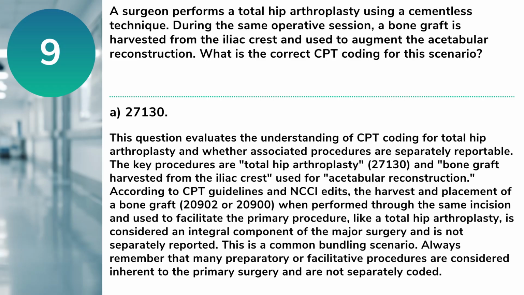acetabular reconstruction. According to CPT guidelines and NCCI edits, the harvest and placement of a bone graft, 20902 or 20900, when performed through the same incision and used to facilitate the primary procedure, like a total hip arthroplasty, is considered an integral component of the major surgery and is not separately reported. This is a common bundling scenario. Always remember that many preparatory or facilitative procedures are considered inherent to the primary surgery and are not separately coded.